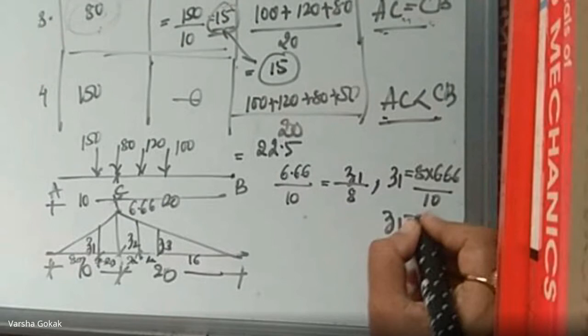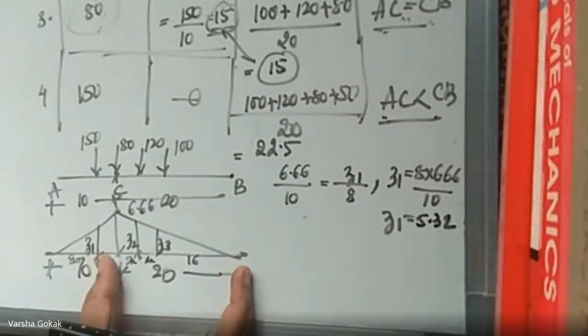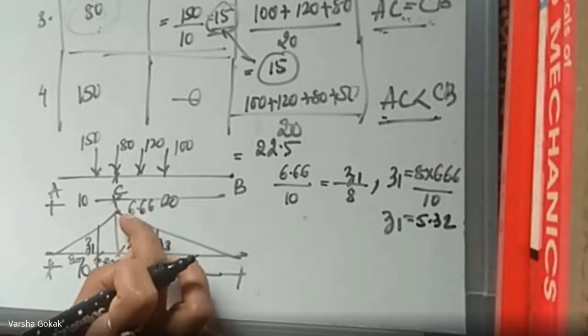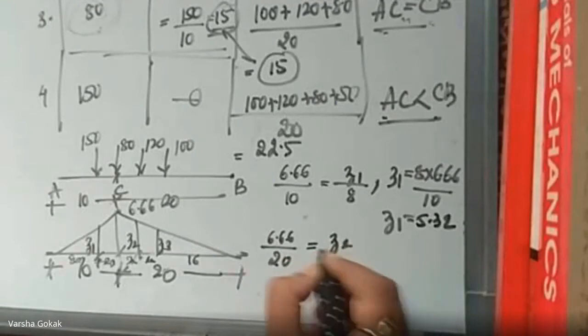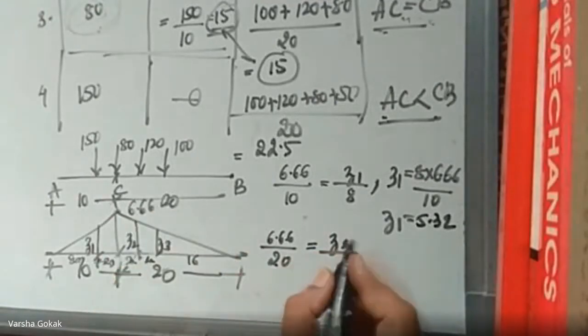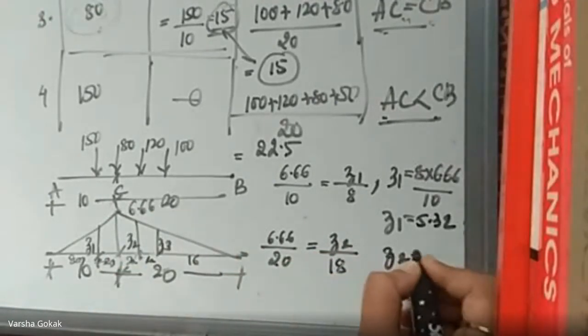Next, Z2. 6.66 divided by 20 is equal to Z2 divided by this. That is 16 plus 2, which is 18. So 6.66 divided by 20, I shifted to this side of the triangle, B is 20 here. It is going to be equal to Z2 divided by 18. So get me the value of Z2.